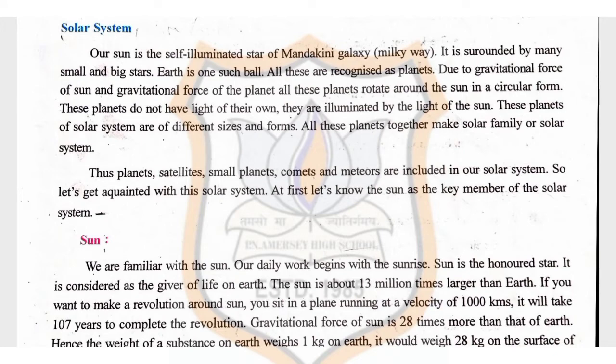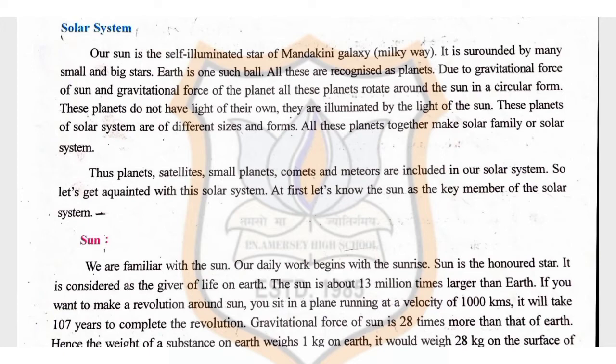Our sun is a self-illuminated star of the Mandakini galaxy, that is, the Milky Way. It is surrounded by many small and big bodies. Earth is one such ball. All these are recognized as planets. Due to the gravitational force of the sun and the gravitational force of the planets, all these planets rotate around the sun in a circular form. These planets do not have light of their own. They are illuminated by the light of the sun.